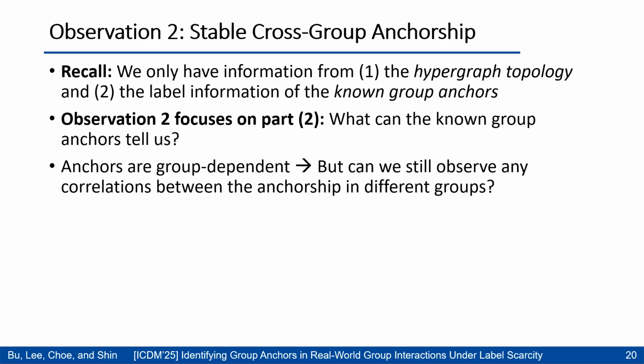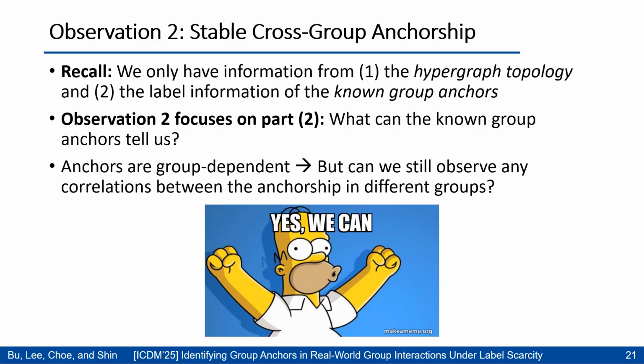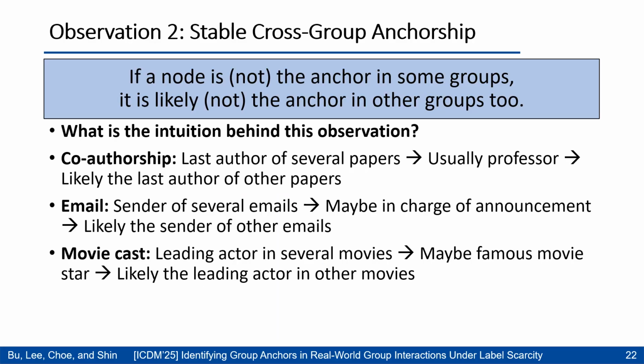Now, our second observation focuses on the second part, that is, label information of the non-group anchors. We mentioned that anchors are group dependent, but are the anchors in different groups completely irrelevant, or can we still find some correlations across different groups? Thankfully, yes, we can. Specifically, we observe that if a node is the anchor in some groups, then it's likely the anchor in other groups too, and vice versa.